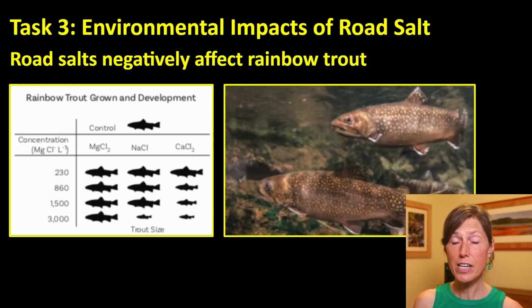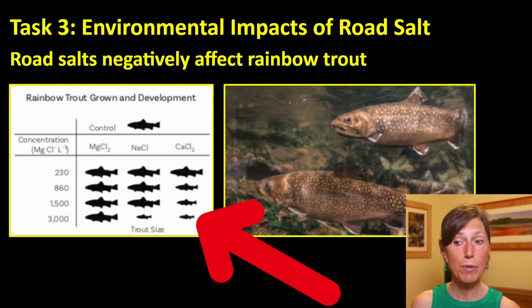The second study highlighted in the handout is road salt's negative effect on rainbow trout. Based on the data shown here, increasing the amount of such salts, including sodium as well as calcium chloride, certainly has an effect on the size of the rainbow trout.